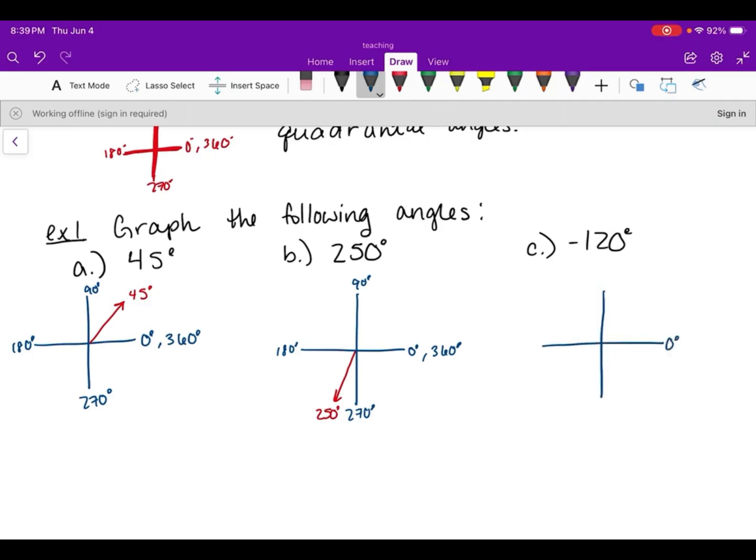Now, negative 120, here we're going to have to worry about the negative angle. So I have 0, and so I'm going to have to go clockwise now. So this is going to be negative 90. This is negative 180. This is negative 270 and negative 360. So negative 120 is going to be between negative 90 and negative 180. So that's going to be about here. Not quite in the middle, it's a little bit closer to that negative 90. So this is negative 120.